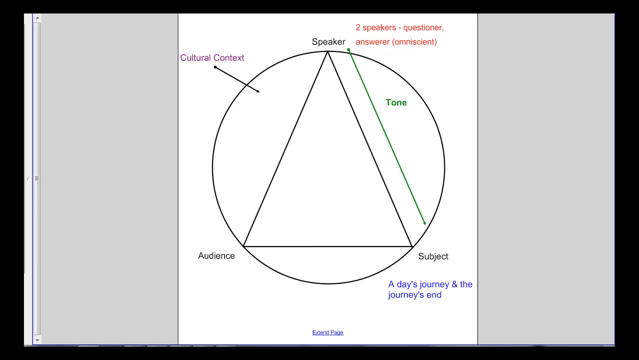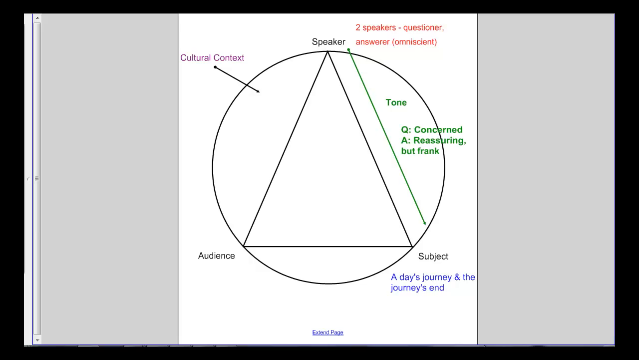So when we fill this in quick on the diagram, we have our speakers and our subject down here, and we can start to think about tone. Tone I describe as the relationship of the speaker to the subject matter. If you think about these two speakers, how does each of them look at this journey differently? What is the role of each? How would you describe the tone of each speaker towards this subject, the day's journey and the journey's end? Take a minute, think about it, and I'll explain how I would respond.